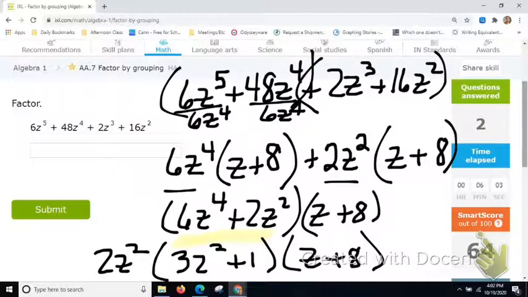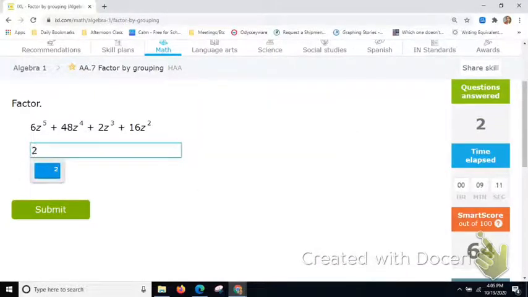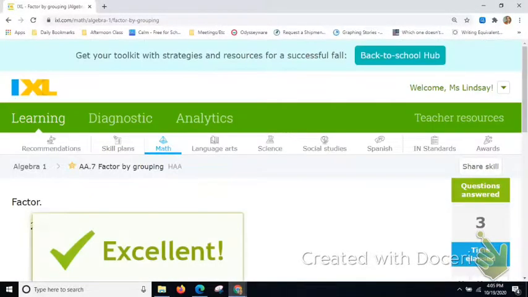But also kind of just showing you that sometimes if you just get on a roll and go the wrong direction, if you see that there's things in common inside the parentheses, you need to make an adjustment. So this is going to be, discard it, 2z squared, that's on the outside, parentheses, 3z squared plus 1, hopefully I wrote all this down right, and then parentheses, z plus 8. Okay, ready, and go. Woohoo!